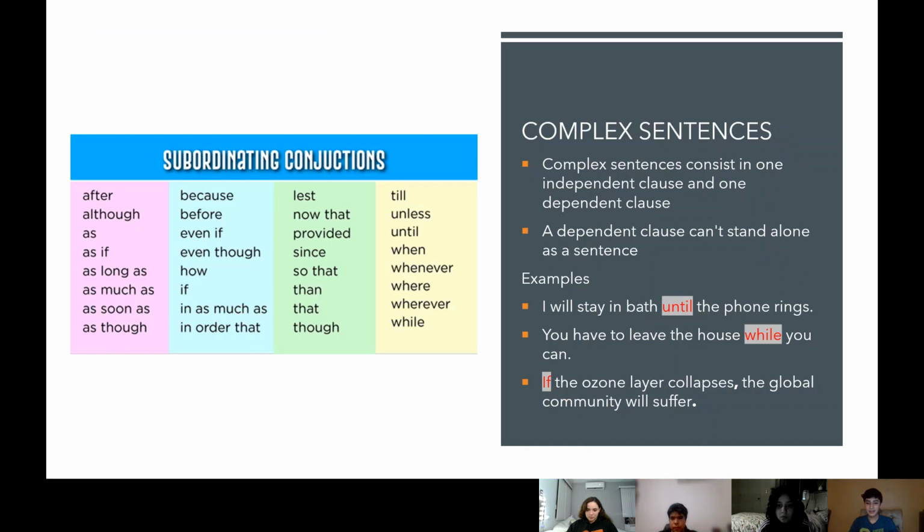Complex sentence. Complex sentences consist of one independent clause and one dependent clause. A dependent clause cannot stand alone as a sentence. Examples: I will stay in bed until the phone rings. You have to leave the house while you can. If the ozone layer collapses, the global community will suffer. We use subordinating conjunctions that are until, while, and if.